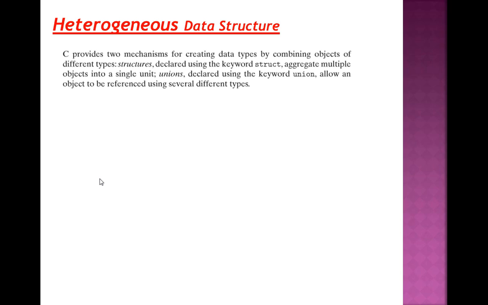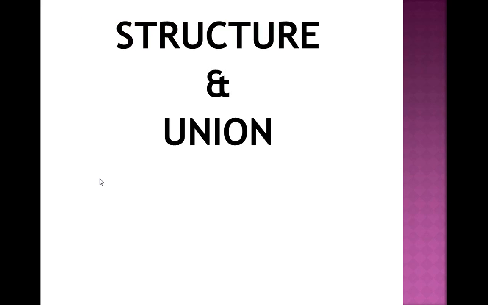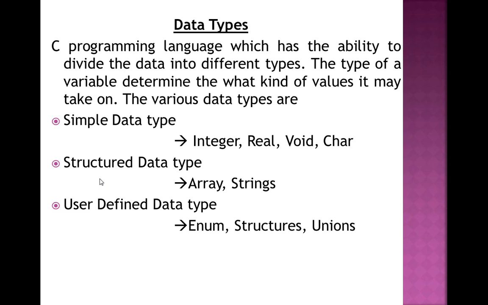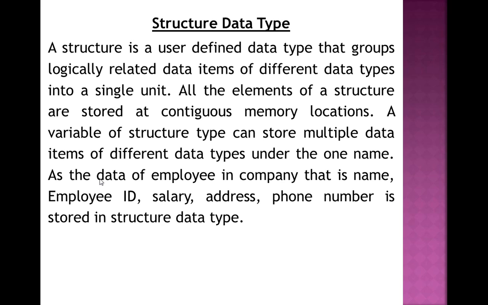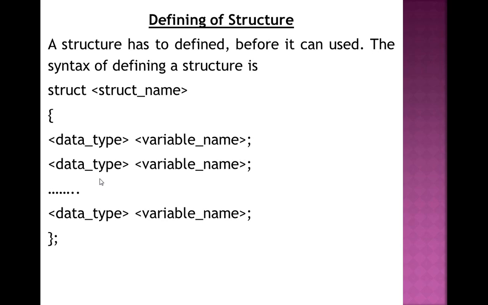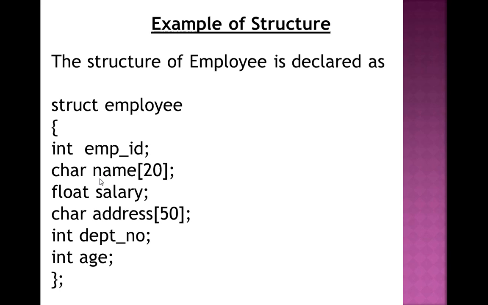Then we talked about heterogeneous data types, which means using different data types like int, float, char, double in the data structure in the C language. This is done by using two concepts, that is structure and union. So structure and union are two concepts. There are multiple data types: simple data type, structured, user defined. This is a structured data type.